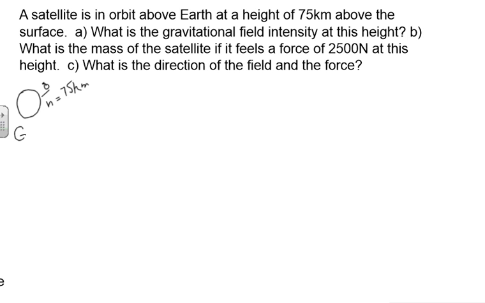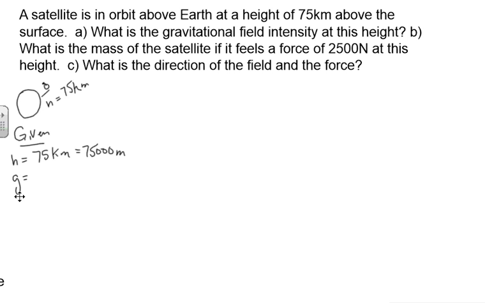So let's see what we have. Let's list the information we have. We know the height is 75 kilometers, which is the same as 75,000 meters. We usually work in meters, so we don't work in kilometers. And we want to know the g at this spot. We have the height, and we're talking about Earth.